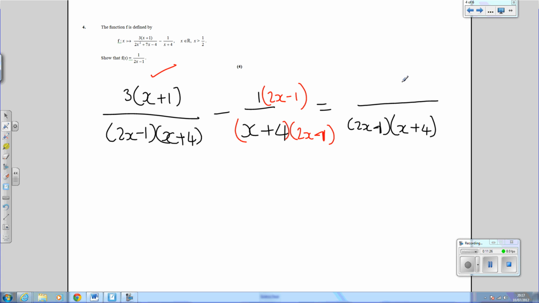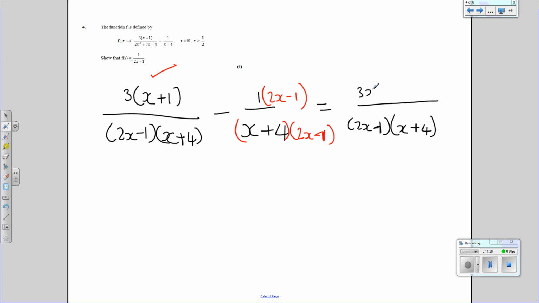We've got 3x plus 3 from the first one. And then we're taking away 1 times 2x, so that's taking away 2x. And we've got 1 times minus 1, which is minus 1, but we're taking that away, so it's going to be plus 1. 3x take away 2x leaves you with x. Plus 3 and plus 1 is plus 4.